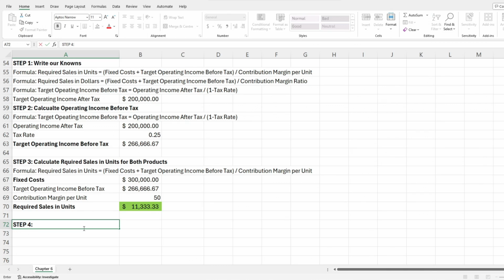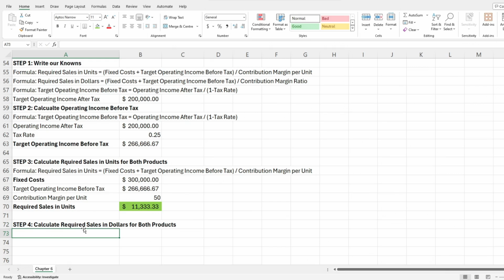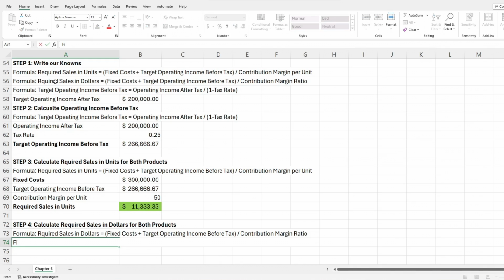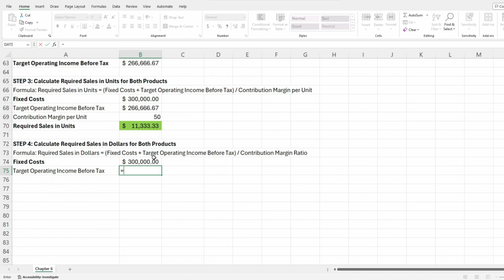Step 4, we can calculate required sales in dollars for both products. All right, so formula, I'll recopy that. Fixed costs, 300,000, what we had here. Target operating income before tax. I'll scroll down a little. So 266, we calculated that as well. And then your contribution margin ratio.